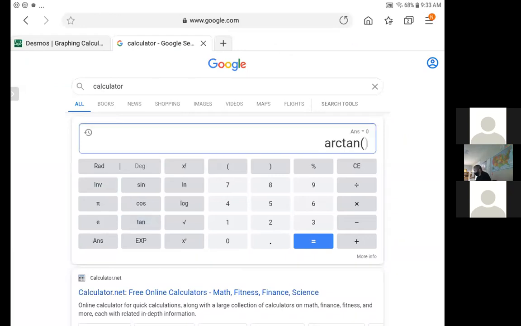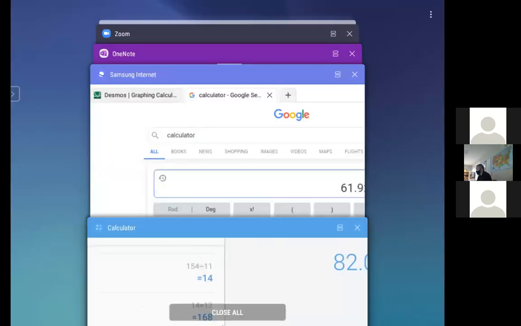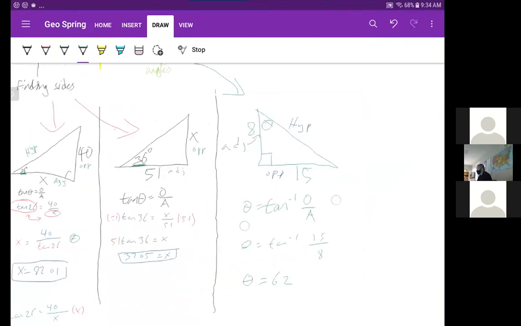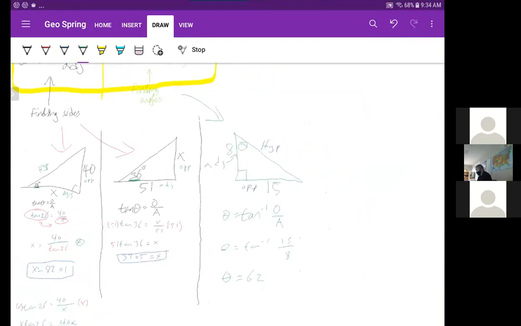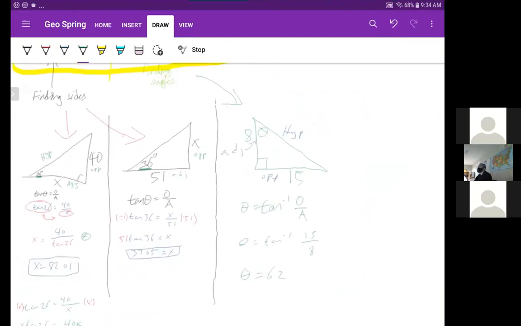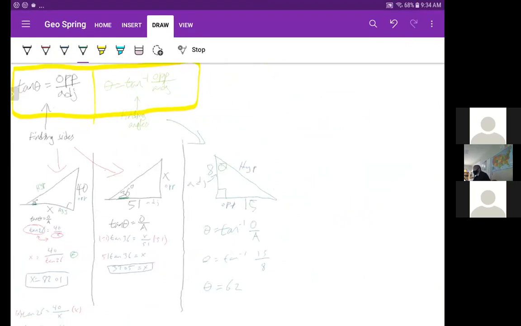Okay, so tangent inverse of 15 over 8. So 61.9, so that's 62. So theta equals 62. All right, well, that's how this works. I'm going to stop this recording and leave it right here, save the formulas. So it's just the tangent inverse today.